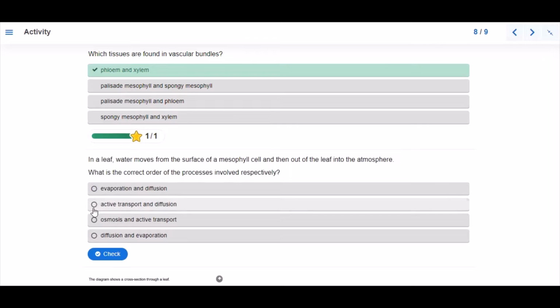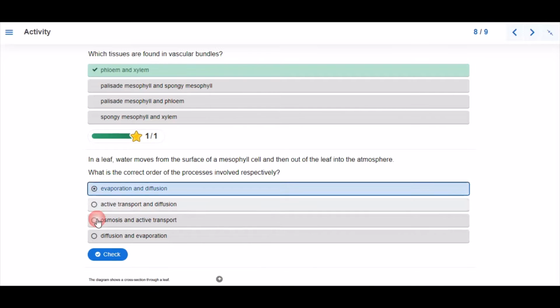Remember that these are past questions from the Cambridge examination, IGCSE. In the leaf, water moves from the surface of the mesophyll cell, then out of the leaf into the atmosphere. What is the correct order of the processes involved respectively? Evaporation, diffusion.